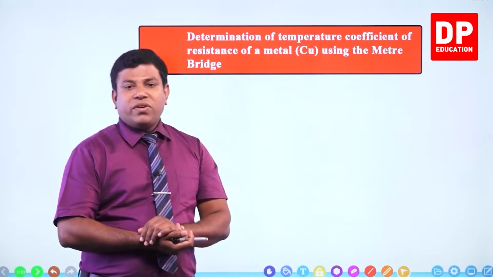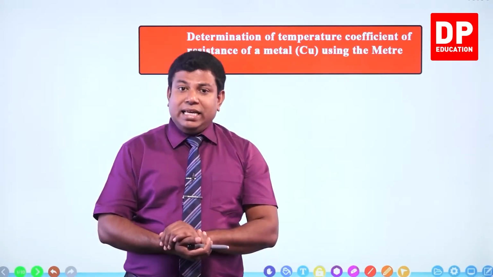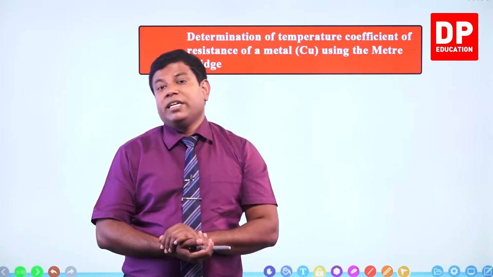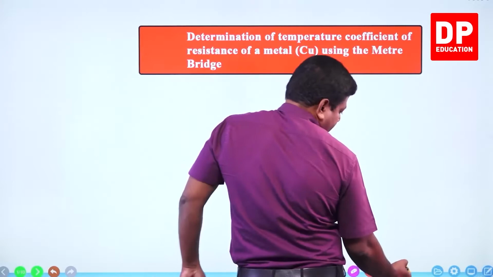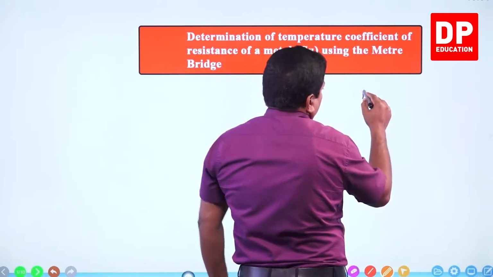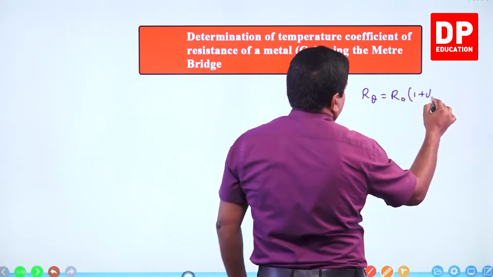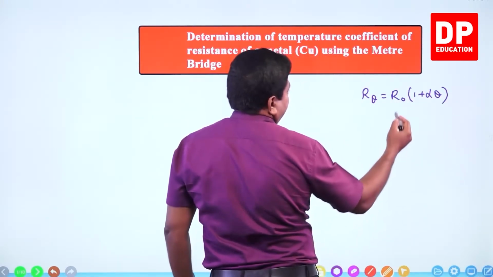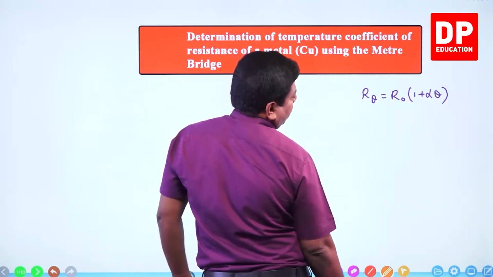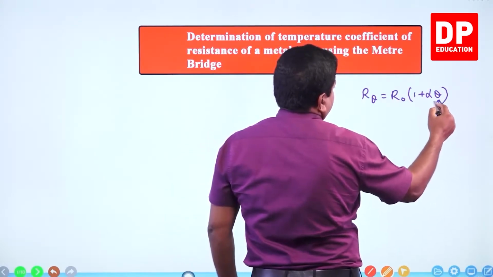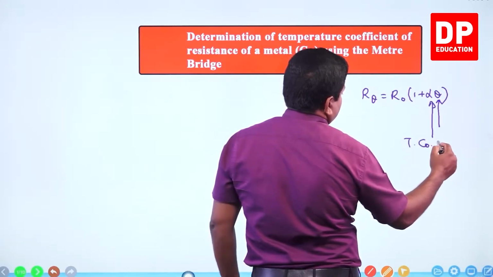You know, the electric resistance of a material increases when its temperature increases, which is given by R theta equals R naught into (1 plus alpha theta). R naught is the initial resistance, when it is at 0 degrees. Theta is the temperature. Alpha is what you call the temperature coefficient of resistance.